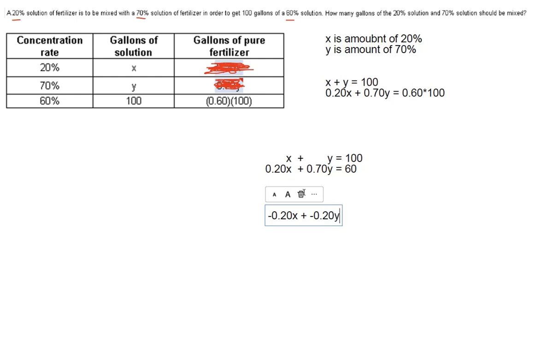But if I multiply x by negative 0.20, I got to multiply everything else by negative 0.20 to keep the equation balanced. X times negative 0.20 looks like this. Y times negative 0.20 looks like this. 100 times negative 0.20 looks like this. And we're going to copy down the other equation because we haven't changed that at all.